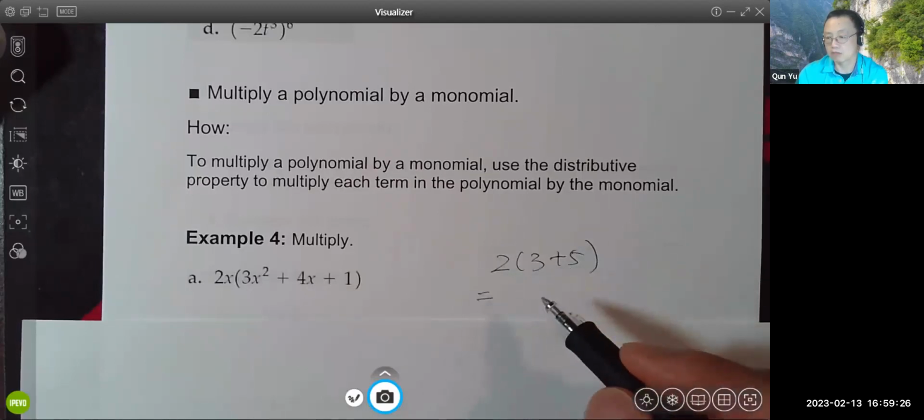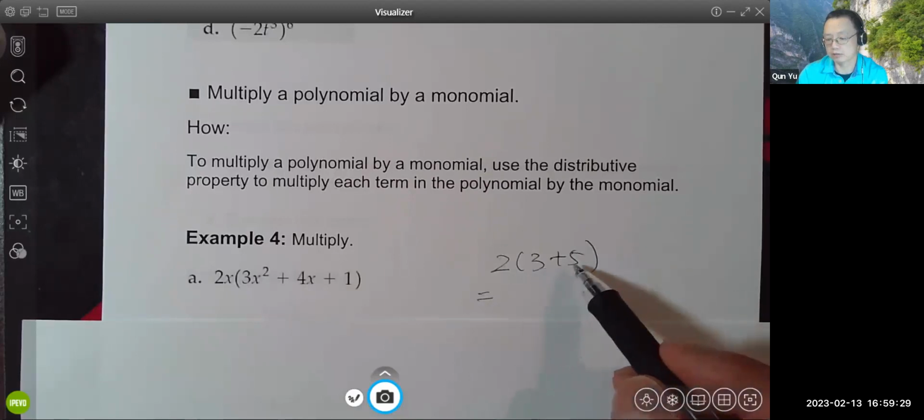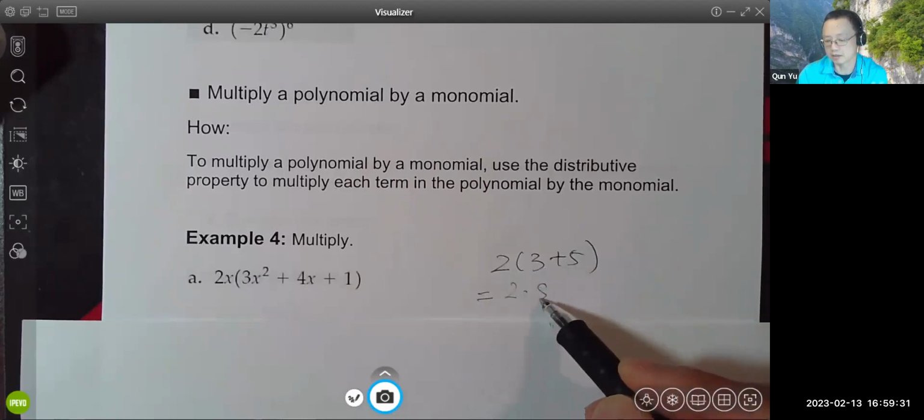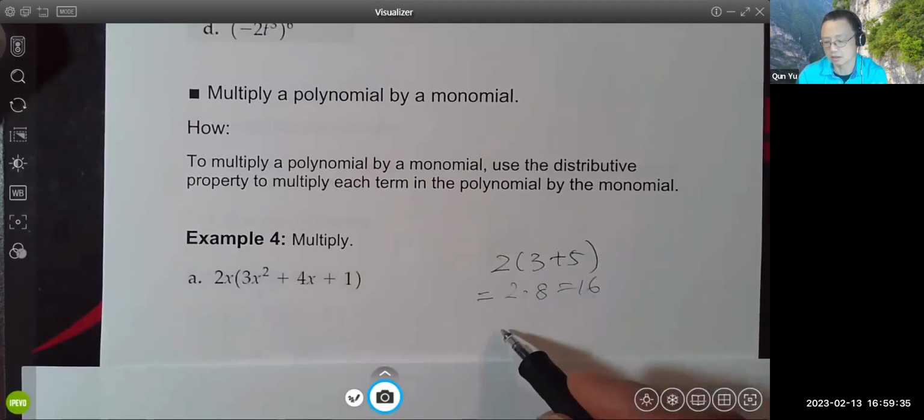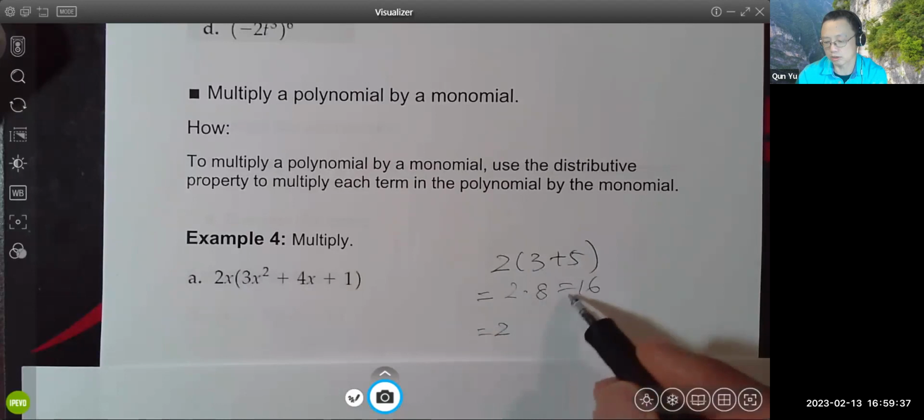If we use order of operations, we would have to add these two together. 2 times 8 equals 16. So we know 16 is the correct answer. But suppose we don't do it this way.